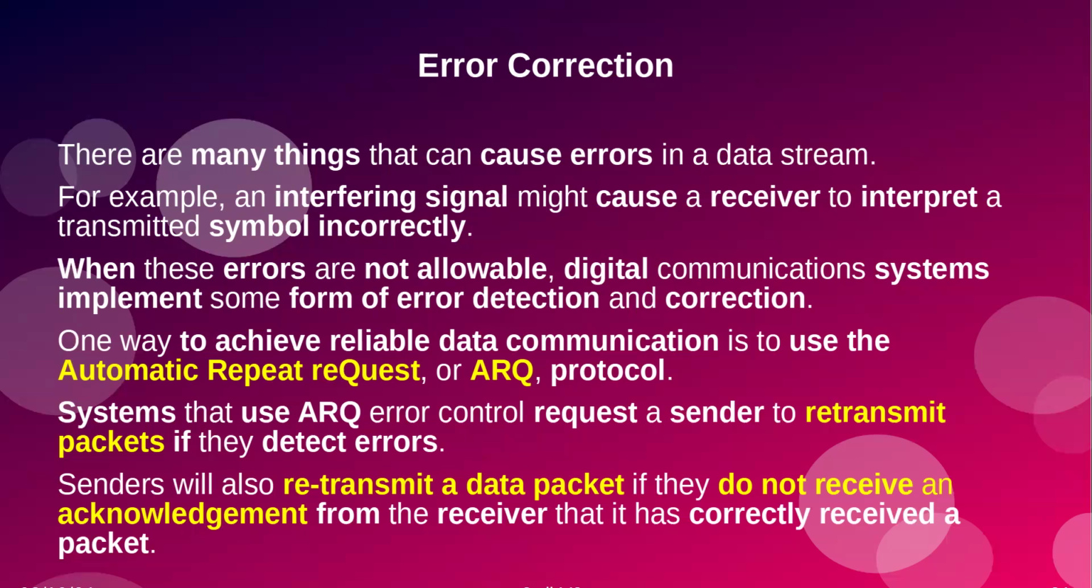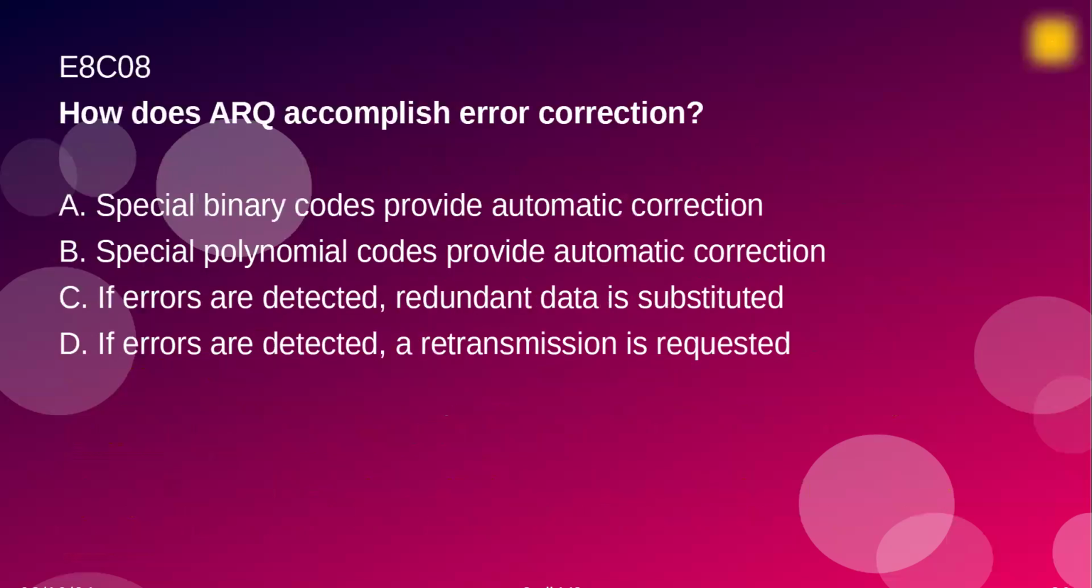In some cases, they'll look for an ACK or a NAK coming back, an acknowledge or a not acknowledge, which means they didn't receive it or received it bad. So if they get a NAK or they don't get an ACK back, they can retransmit the packet. They assume that you didn't get it properly. So how does ARQ accomplish error correction?